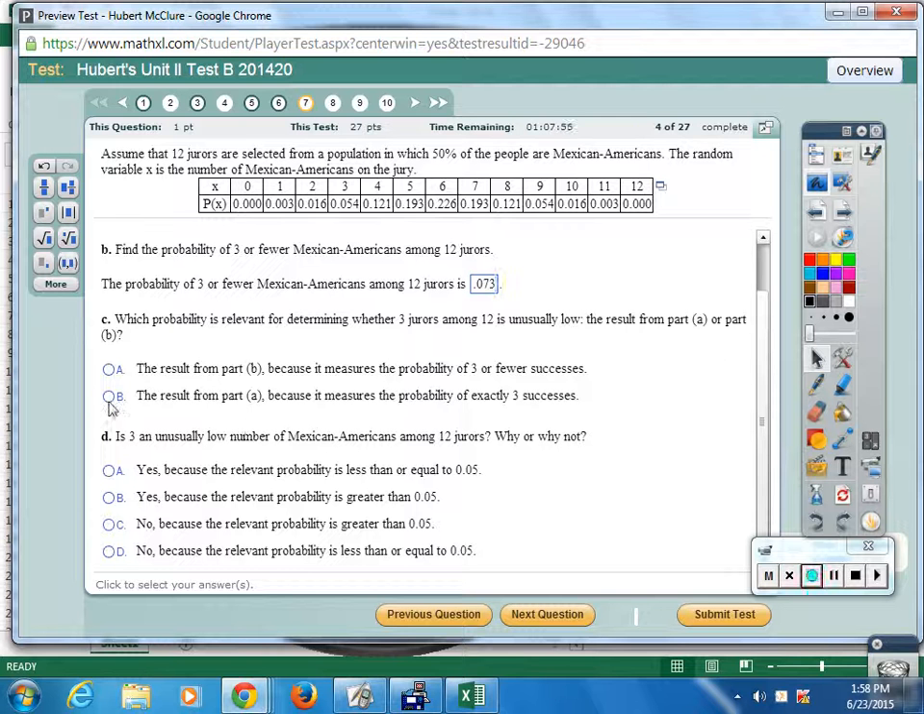Oh yeah, thank you. I meant A up here. Is 3 unusual among 12? Well, it's only 7%. Yeah, 7 is more than 5, so it's normal. So where does it say that? Well, unusual would be no. It'd be yes because it's greater than what? B? Is that what you said? Okay. Next one.